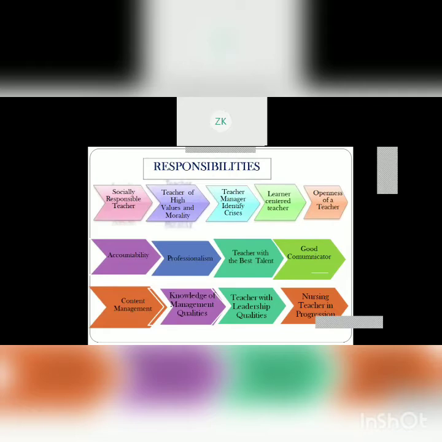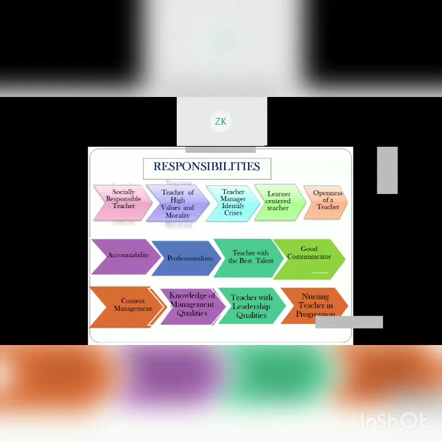Now coming to the roles and the responsibilities. The roles we have discussed. Now coming to the responsibilities, we have first the socially responsible teacher. So here socially responsible means responsibility not only in the environment that we work, but also taking responsibility in the society as a teacher. And then the second is teacher of high value and morality.